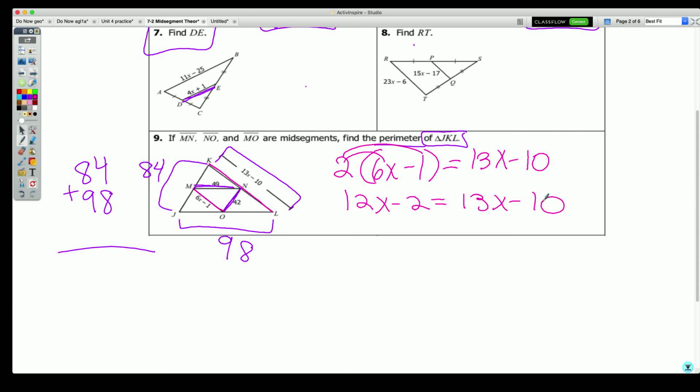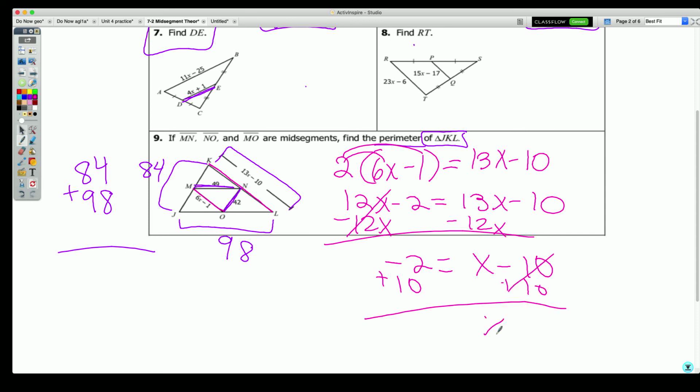Okay, I like to keep my numbers positive if I have that option. So I'm going to subtract the smaller x. I'm going to subtract 12x. What do I have left over? 1x. Do I have to write the 1? Nope. And I'm going to move that 10 over. So when I add 10, what is 10 minus 2? Good. So x equals 8.